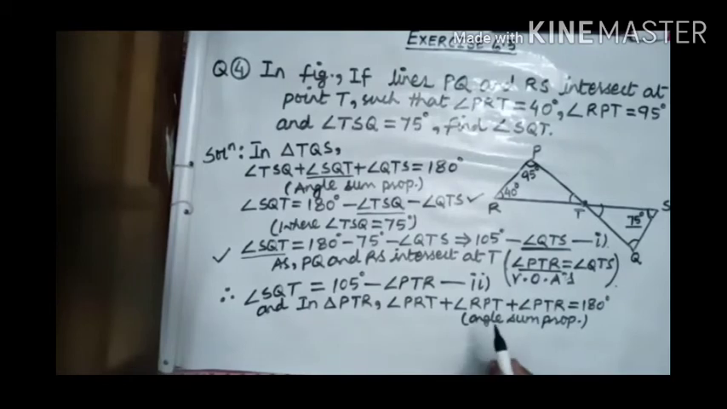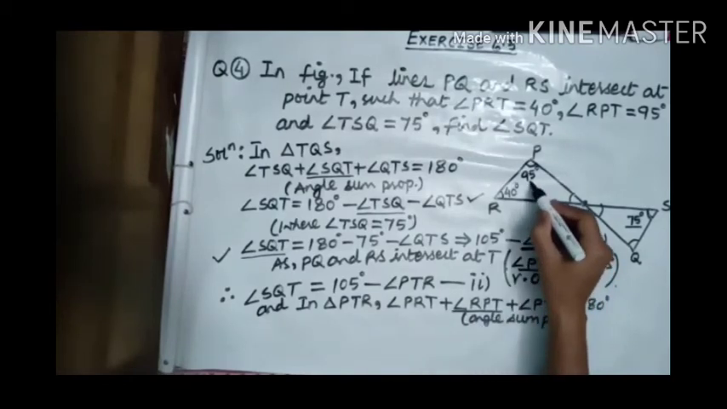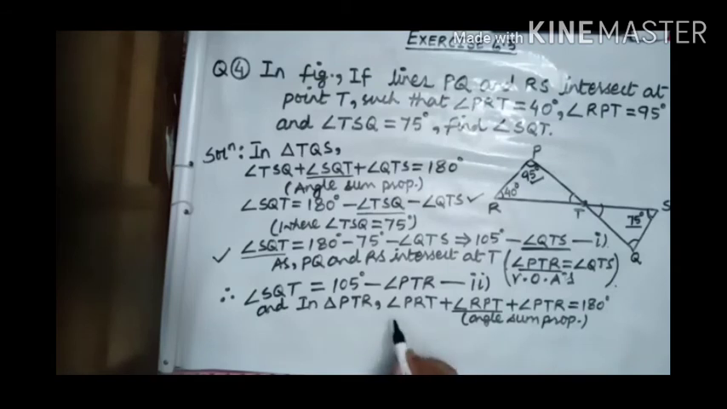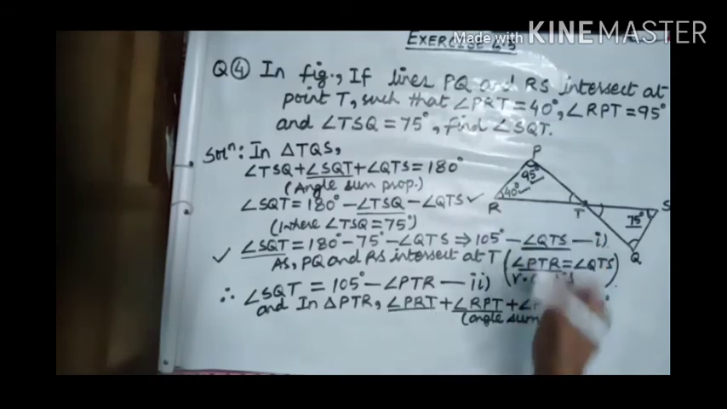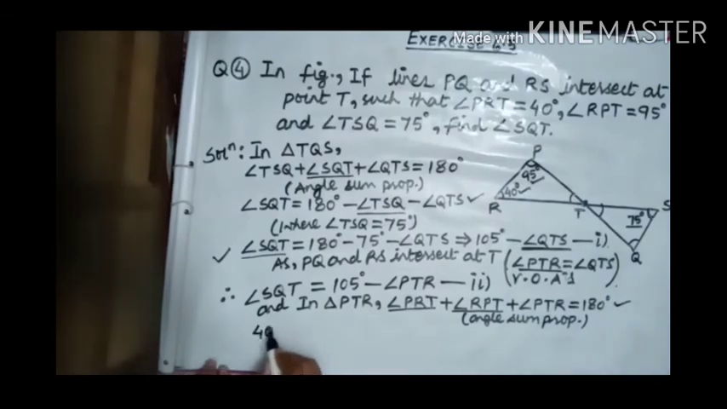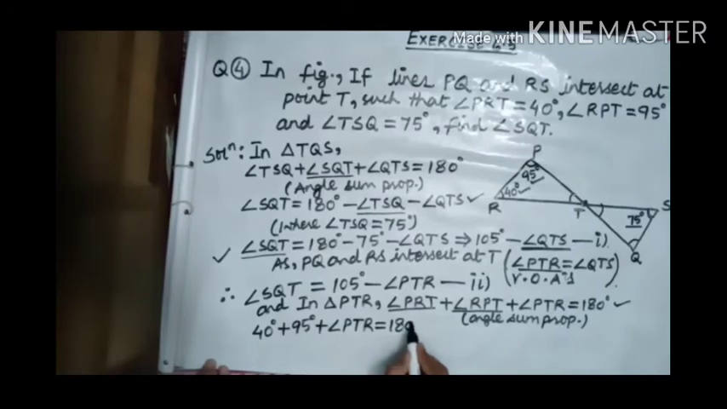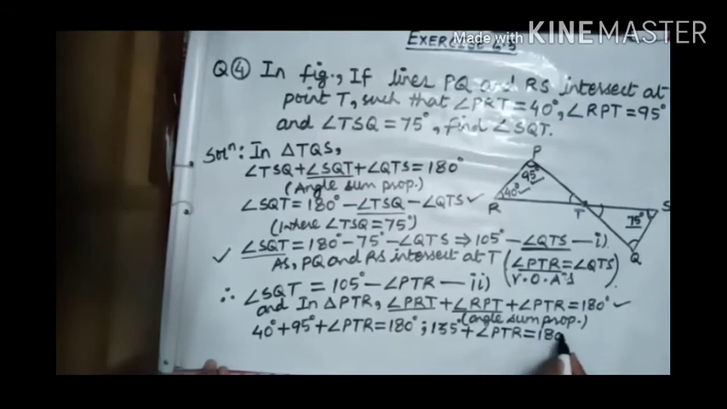Where at place of angle RPT, we use 95 degree, and at place of angle PRT, we use 40 degree. Therefore, this relation becomes 40 degree plus 95 degree plus angle PTR equals to 180. 40 plus 95 is 135 degree plus angle PTR equals to 180 degree.